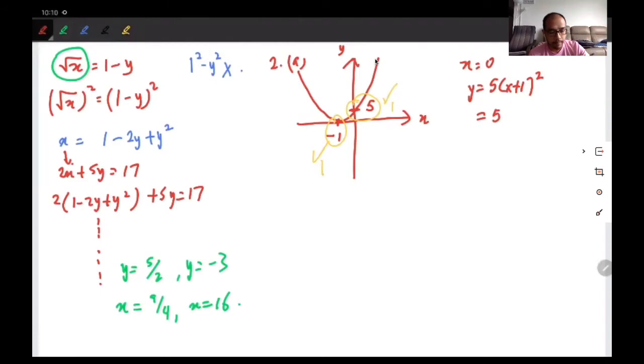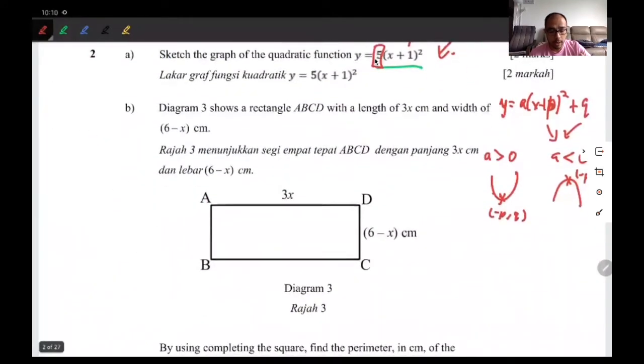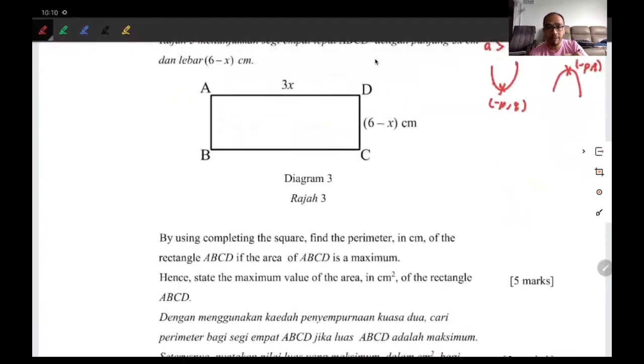Okay. All right, question number 2. Diagram 3 shows a rectangle ABCD with length of 3x and width of 6 minus x. Okay, given over here. By completing the square, find the perimeter in cm of the rectangle ABCD, if the area is a maximum. So we want to find the perimeter in cm. We need to first find out what is the value of x. How do we know the value of x? Okay, but they already give this piece of information.